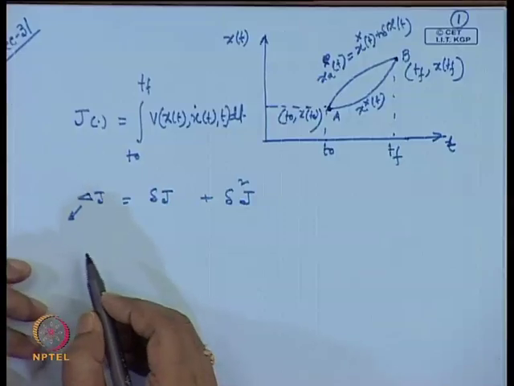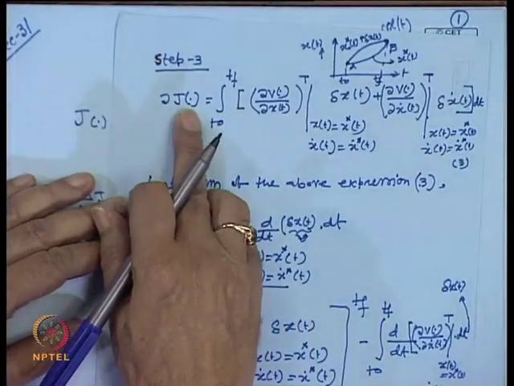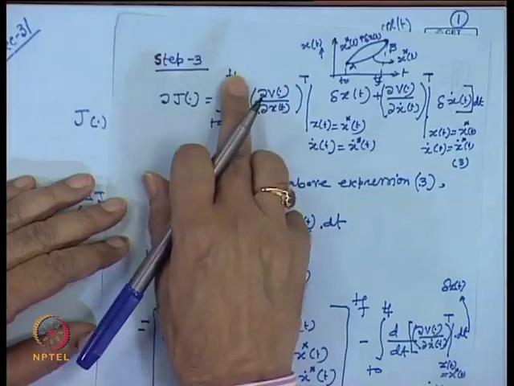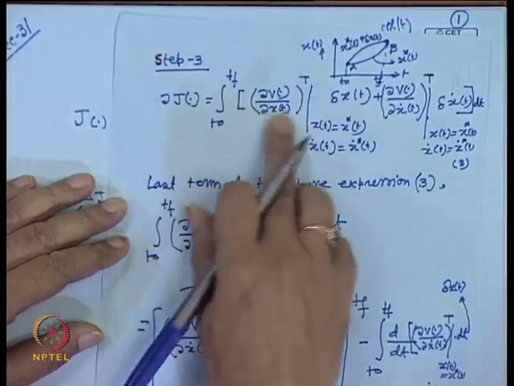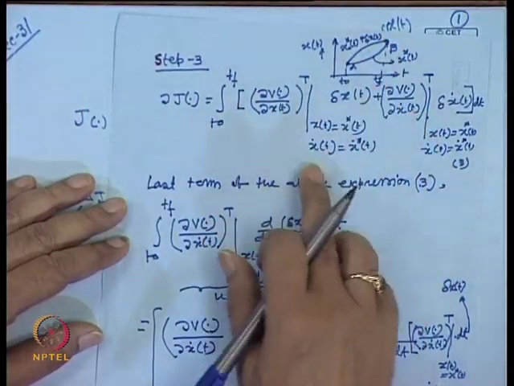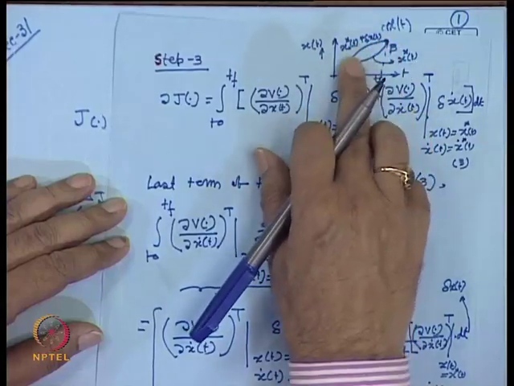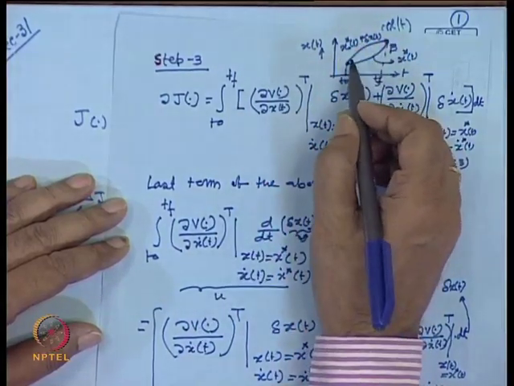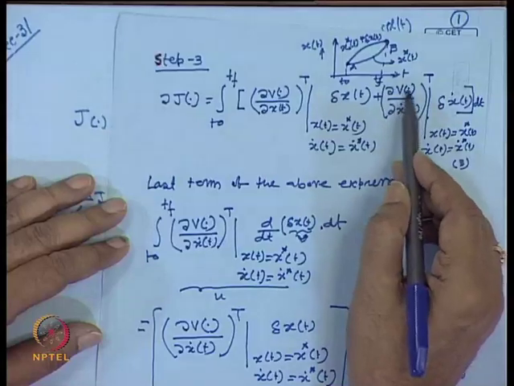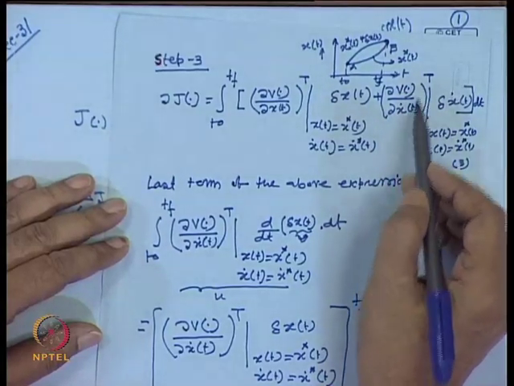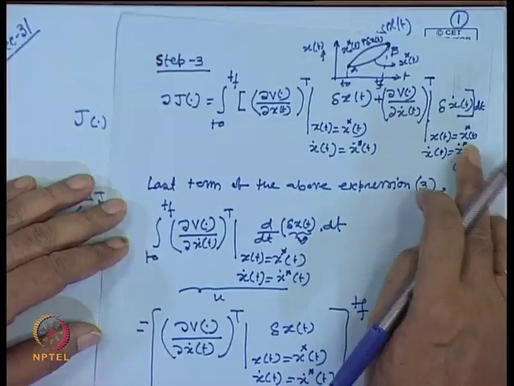In order to get this, we got it in step 3 yesterday: delta J is equal to the integral from t0 to tf of the transpose of del V by del x, evaluated along the trajectory, multiplied by delta x. Delta x is the change in coordinates of x when it is moving along the neighboring trajectory of the optimal trajectory x star. The second part is del V by del x dot, transpose, evaluated at x equal to x star and x dot equal to x star dot, multiplied by delta x dot.